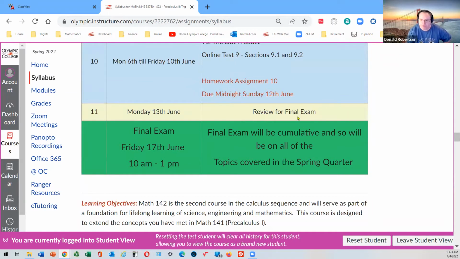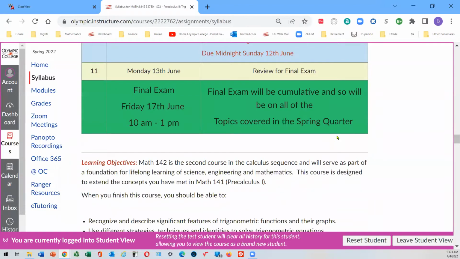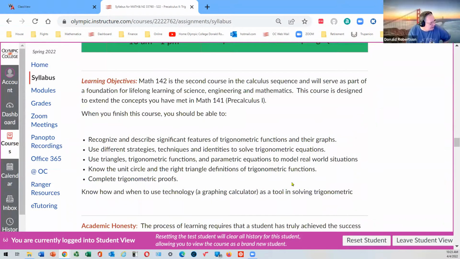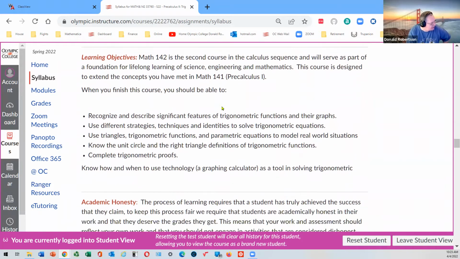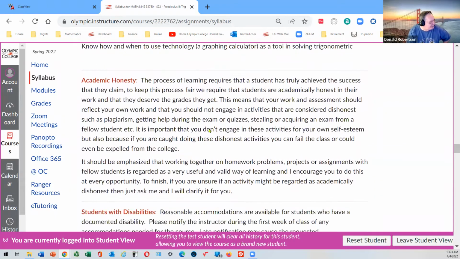Now, the final review isn't a test, it's just we go over whatever you want. Can we do the cosine rule again, right? Anything that you think might be helpful. Are we good? Right. Here are the things that you're going to learn. Don't cheat, which is that one.